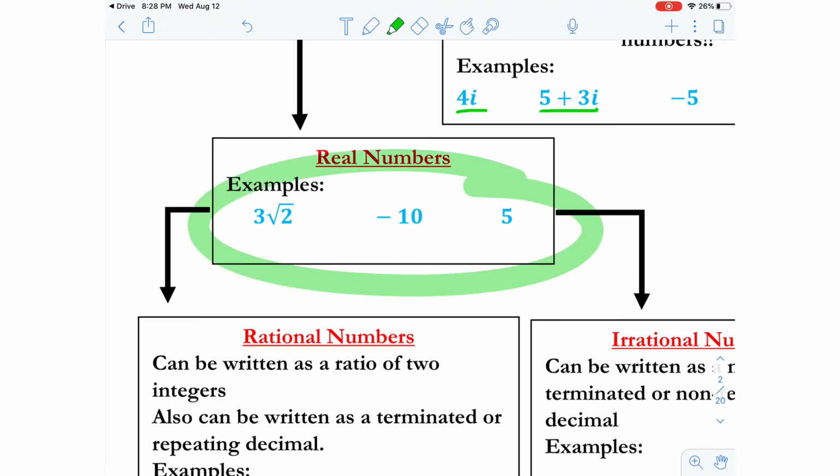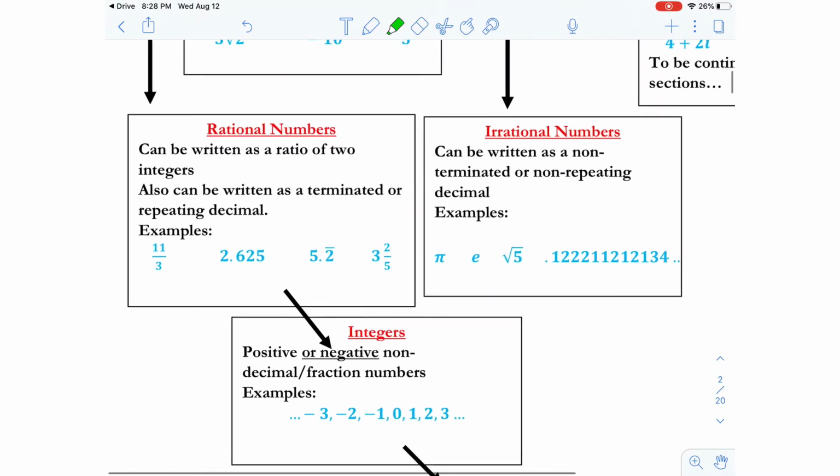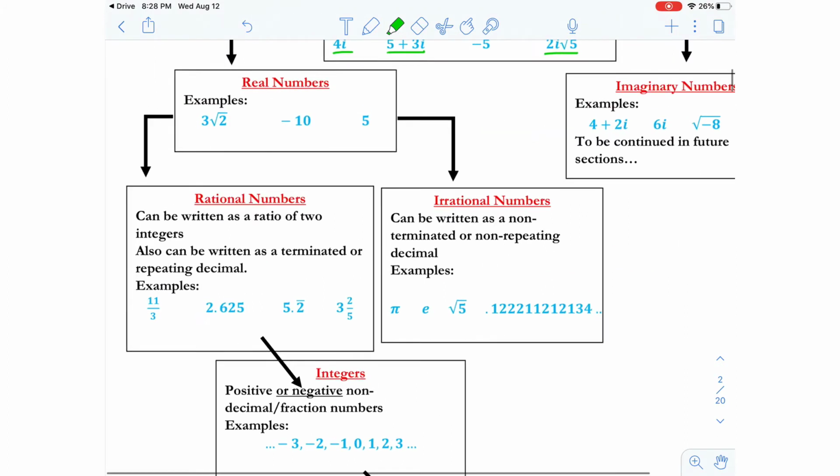All of these are examples of real numbers. They could have roots, they can have exponents, they could have negative signs. They're all real, okay? All right, now moving on. From real numbers, we can further classify. All real numbers are either rational numbers or irrational numbers. Cannot be both, one or the other.